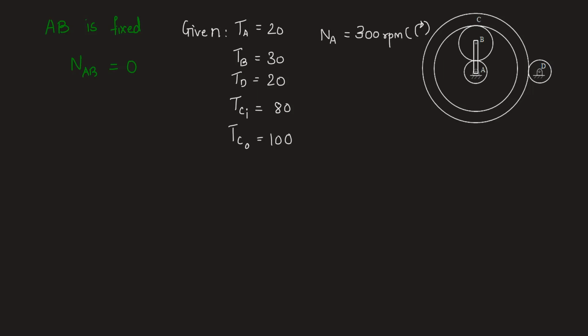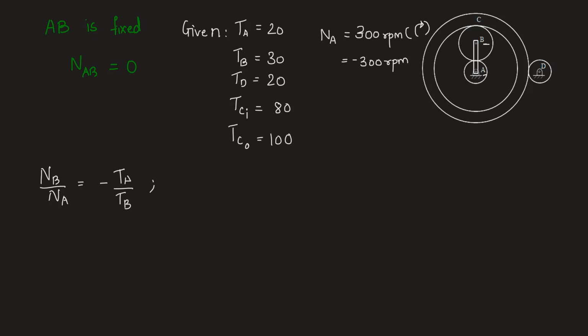Let's assume clockwise to be negative, so minus 300 RPM. Now we can write the relationships between angular speeds of the meshing gears and the teeth of the meshing gears. We'll start by writing the relationship between gear A and gear B. So NB by NA will be equal to, these are externally meshing gears, so minus TA by TB.